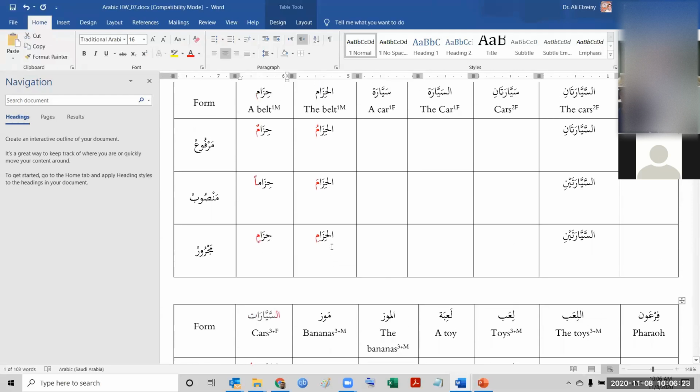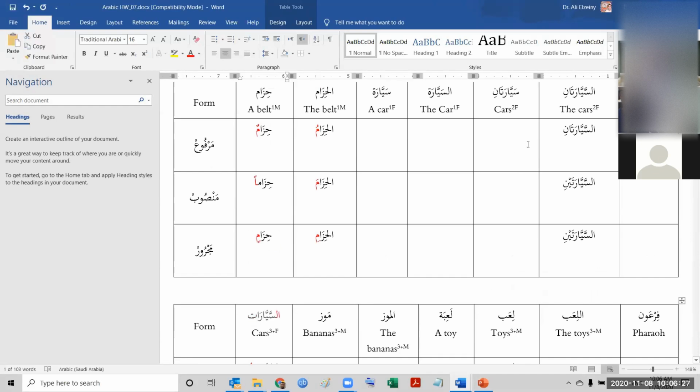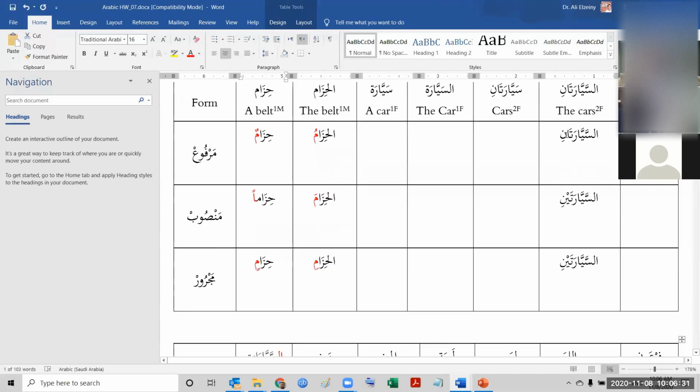Okay. So I'm trying to highlight this. I don't know why it's not being highlighted. So stubborn.